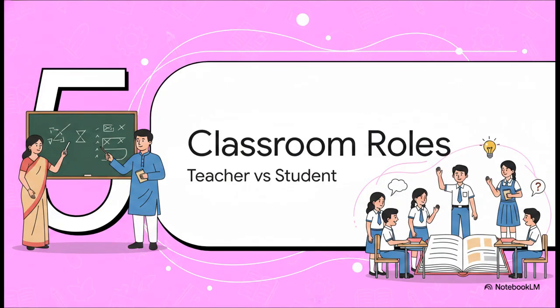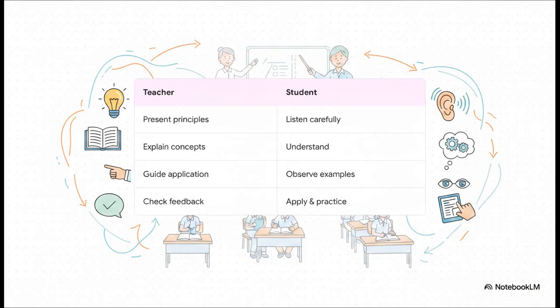Which brings us to Section 5, classroom roles, the dynamic between teacher and student. Let's look at how these parallel roles build a really successful classroom ecosystem. Notice how your active role as the teacher directly triggers the exact response you need from the student. When you present principles clearly, their role is to listen carefully. When you explain with examples and illustrations, their job is to mentally process and understand the concept. As you guide them to apply the principle, they're observing the examples. And finally, when you check for understanding and give feedback, the students are actively applying and practicing the rule themselves. It's a highly choreographed dance, and make no mistake, you are the one leading it.